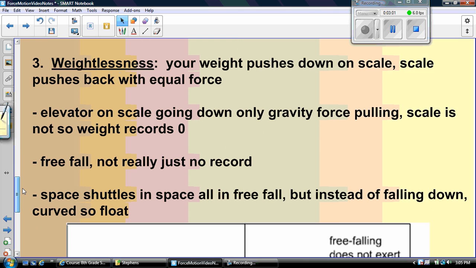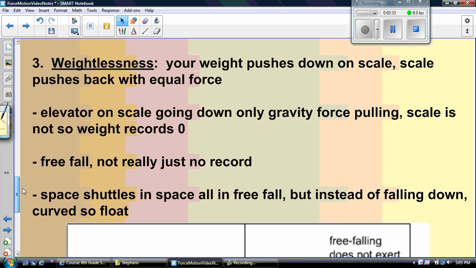Okay, so when we talk about action-reaction forces, we can actually get to something called weightlessness. Your weight pushes down on the scale. The scale pushes back with equal force, and that's why when you step on a scale, it gives you your weight. However, if you took that scale, and you can actually do this, go to an elevator, and have the elevator go down. Only gravity is the force pulling on the elevator. So the scale will actually record a weight of 0.